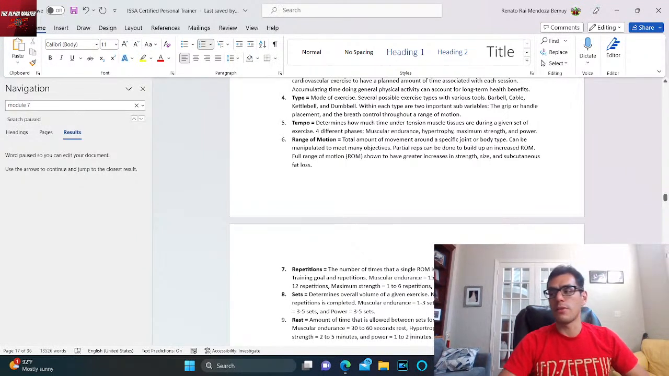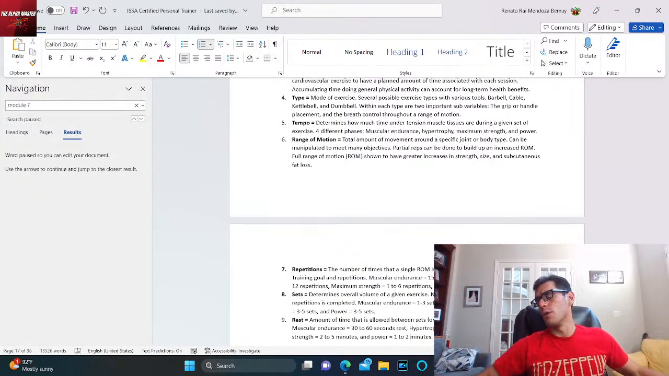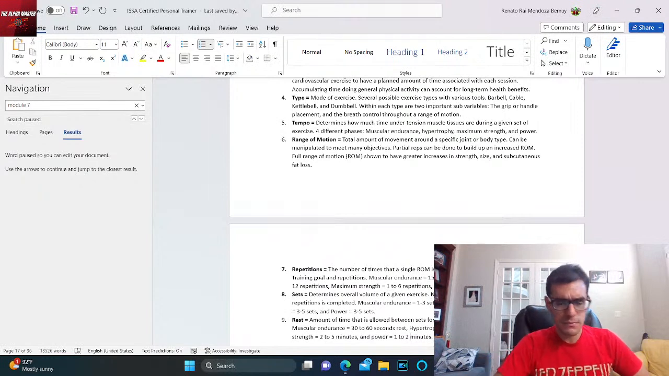For maximum strength, this is the ATP-CP system, at 90 to 100% intensity. So it's maximum strength. And then for power, it is 1 to 2 minutes of rest between sets.